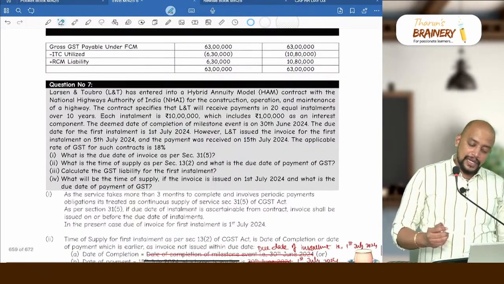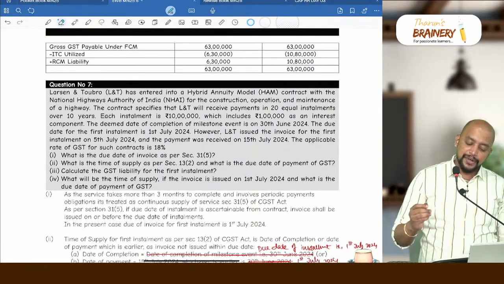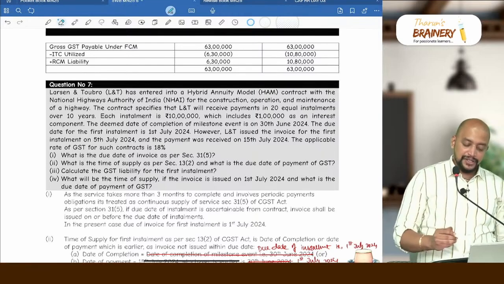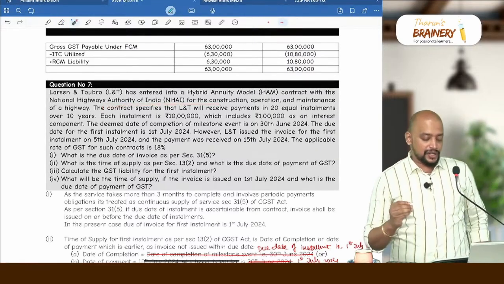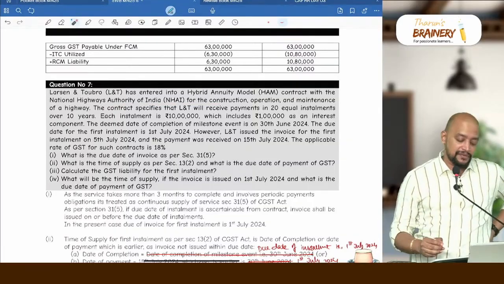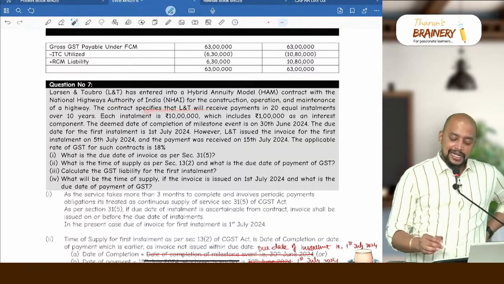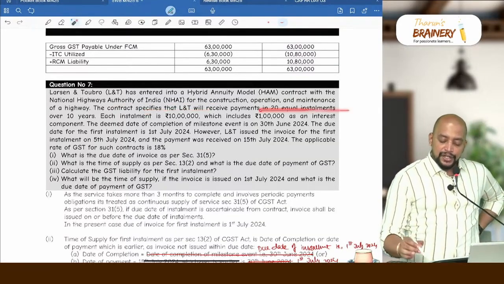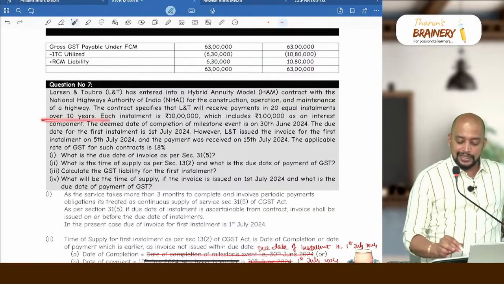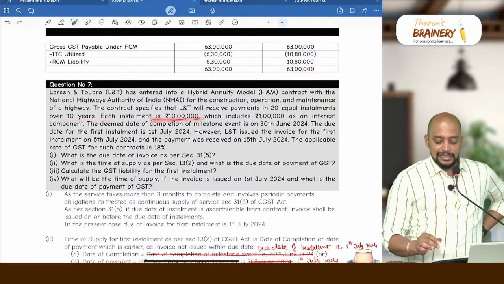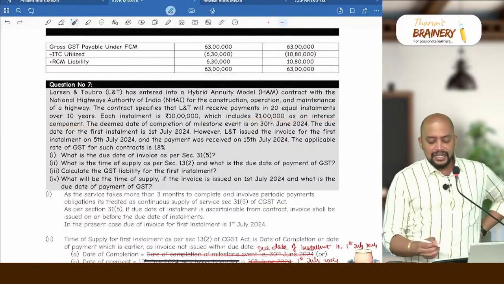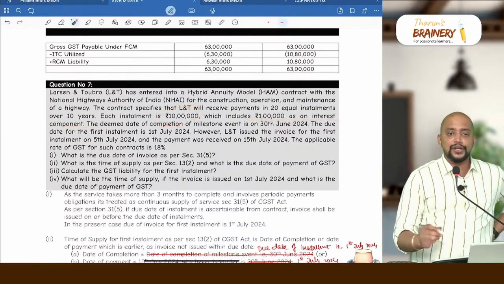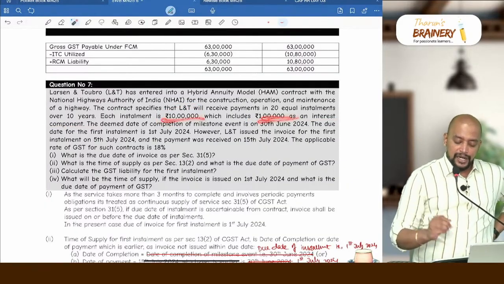Larsen and Toubro (L&T) has entered into a hybrid annuity model contract with the National Highway Authority of India for the construction, operation and maintenance of a highway. The contract specifies that L&T will receive payment in 20 equal installments over 10 years. Each installment is 10 lakhs, which includes 1 lakh as an interest component. So definitely 10 lakhs will be taken as the value, because interest should be included in the value.